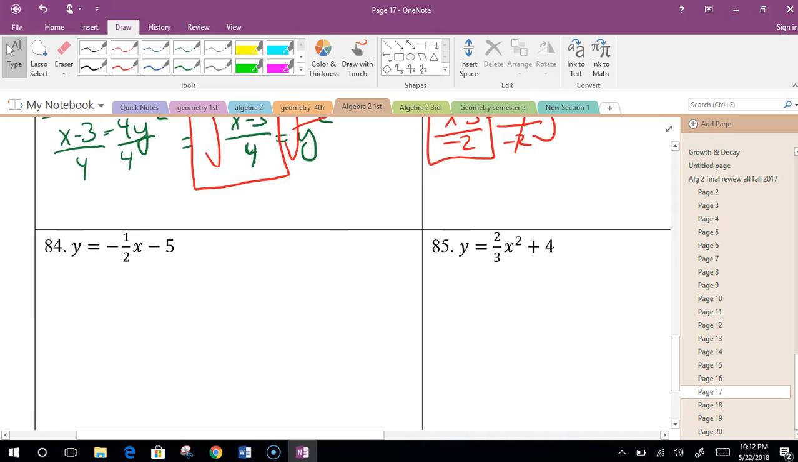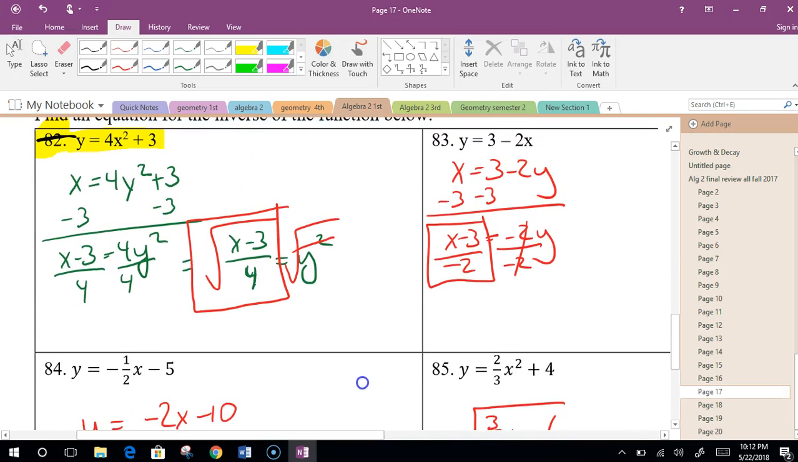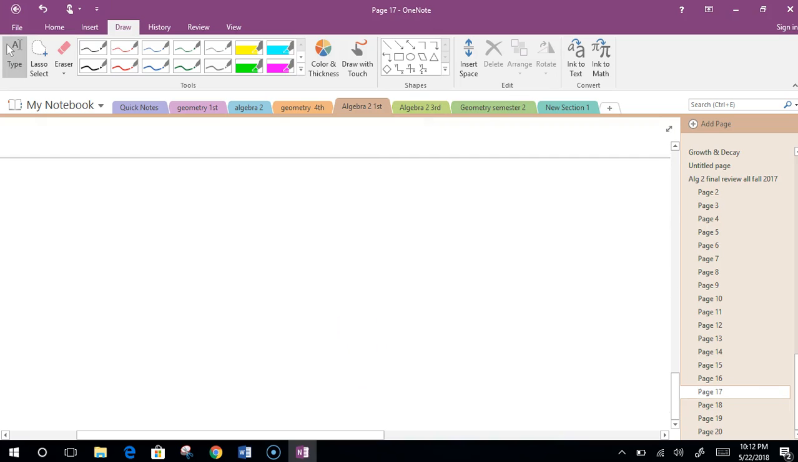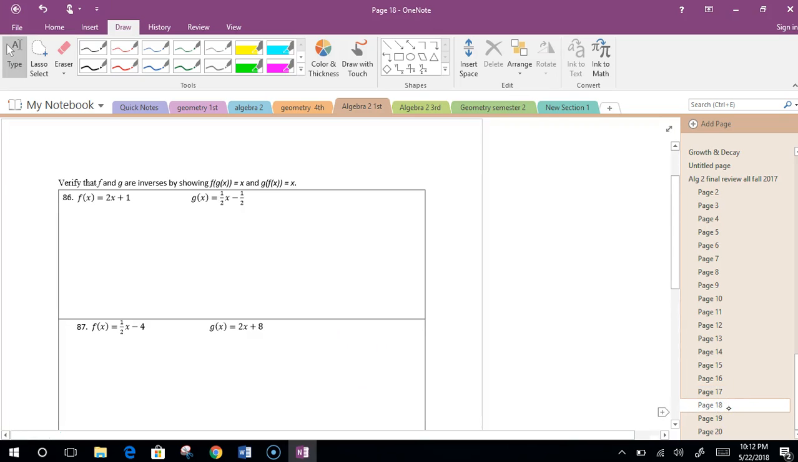84, we're going to give you the solution for this. The solution for this one would turn into, oh, my apologies, slippery hand, y equals negative 2x minus 10. And for 85, we would get the square root of 3/2 x minus 6. Okay? Again, I think the two you probably want to concern yourself with are 82 and 83. Approaching the end here.